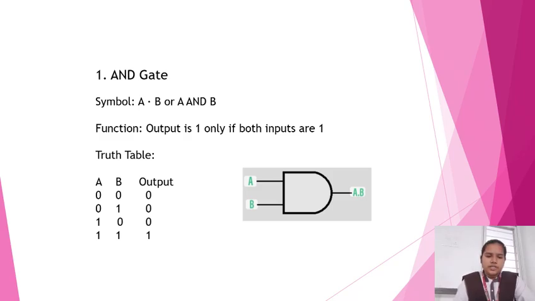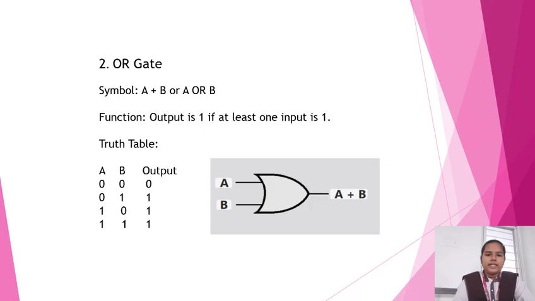Here we take first one, A equals 0 and B equals 0. No ones are present in the inputs, so the output becomes 0. And we take A equals 0 and B equals 1. Here only one is present, in input B, so the function is not satisfied, so output becomes 0. And also in the third one, two inputs are not 1, so the output becomes 0. In the last case, if we take A equals 1 and B equals 1, both the inputs are 1, so the output becomes 1. This is about the AND gate.